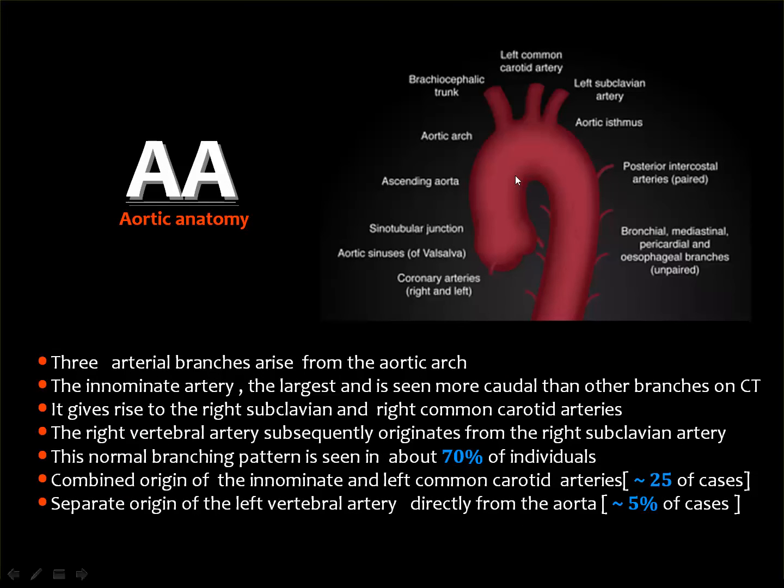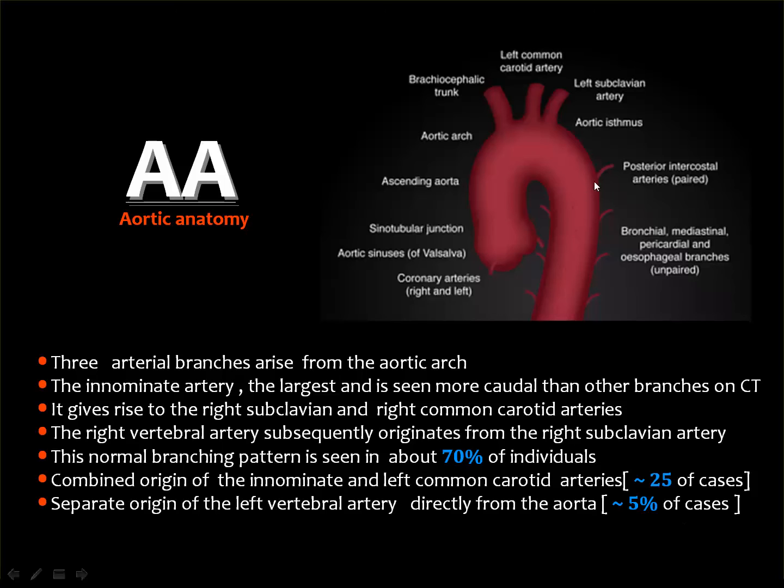You know that the aortic arch normally gives three main branches: the brachiocephalic trunk or the innominate artery, which later on gives the right subclavian and right common carotid artery. Then the second branch is the left common carotid artery. The third one is the left subclavian artery. This is the usual branching pattern, which is seen in about 70% of the cases.